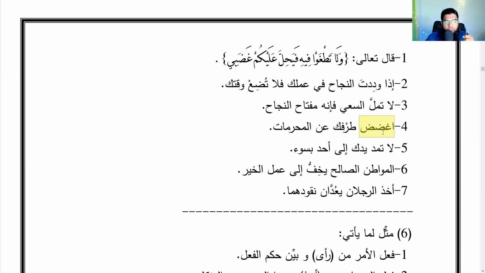Instead of saying ughdud, we can say ghudda. You can make amr ghudda. Ghudda tarfaka anil muharramat. Naam. You can say ghudda. That is what the choices are. You can keep both of them together, or you can separate. Ughdud.